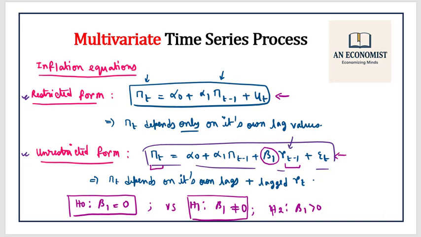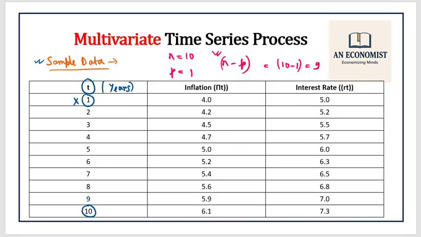Now you want to know whether this lag value of RT is influencing pi t. That is why you set beta 1 equal to 0, which is your null hypothesis. If you fail to reject the null hypothesis, it means that there is no Granger causality; RT is not Granger causing pi t. But if you reject H naught, that is, H1: beta 1 not equal to 0, or beta 1 greater than 0, or beta 1 less than 0, whatever, right tail test, left tail test, or two tail test, it doesn't matter. Whatever test you do, you can check whether this is happening or not.